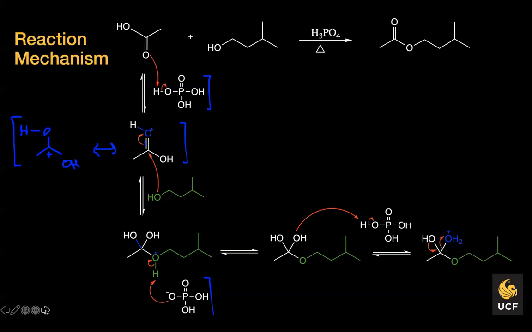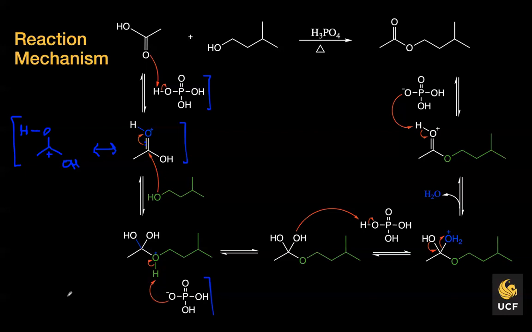We know water is an excellent leaving group, but instead of having a carbocation, what will happen is that the oxygen from the alcohol group will go in to form a pi bond. We have water as a leaving group, and then again, the conjugate base of phosphoric acid will deprotonate that proton off of the oxygen, and we end up forming the ester. Notice how phosphoric acid acts as an acid and then as a conjugate base, acts as an acid once again, and then as a conjugate base.